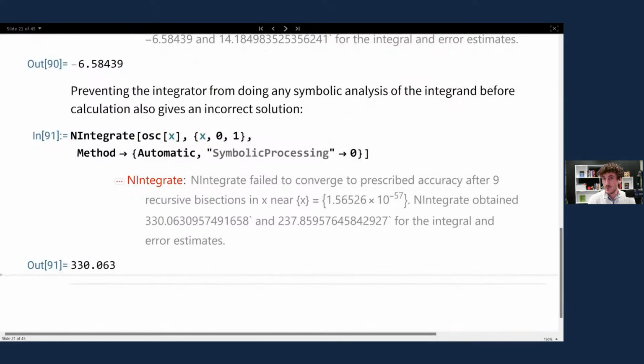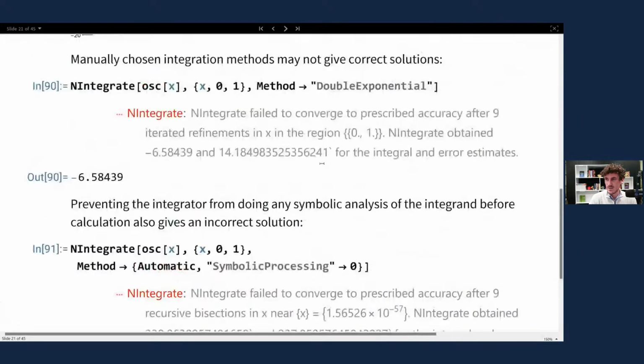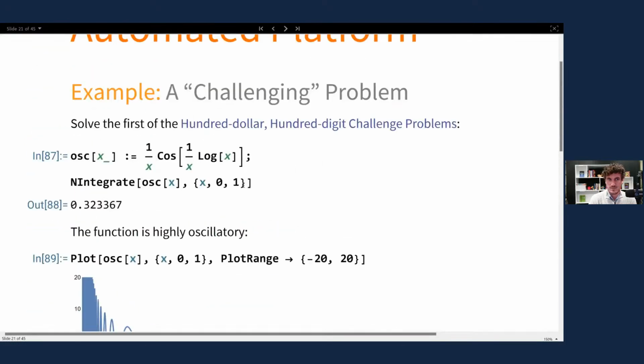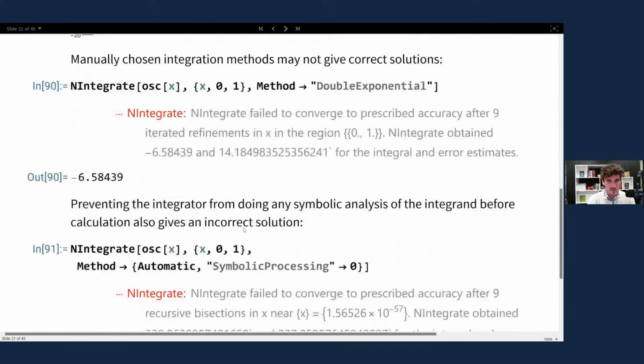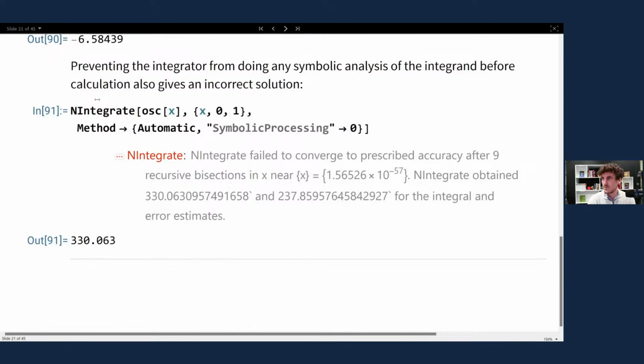Okay, so those of you who are just joining, these errors are deliberate. They are just showing that under certain constraints, you won't get the right solution. But with no specified method, it finds the correct answer. I think there's one other example I wanted to show from the Integrate documentation.